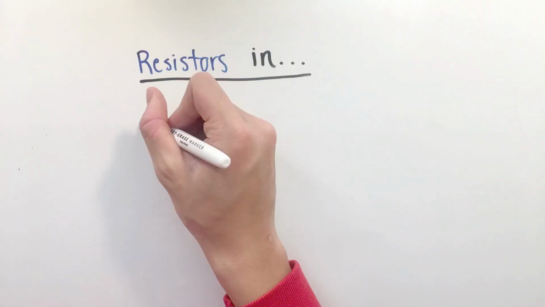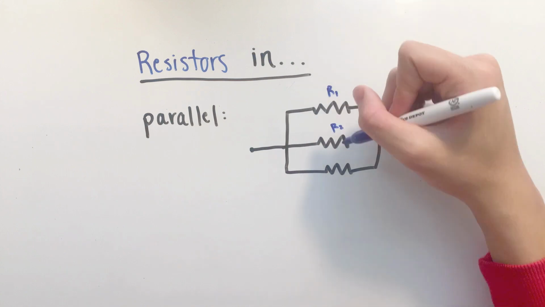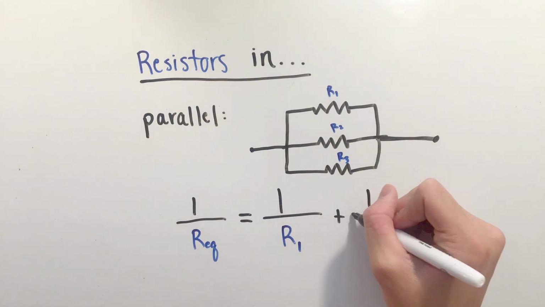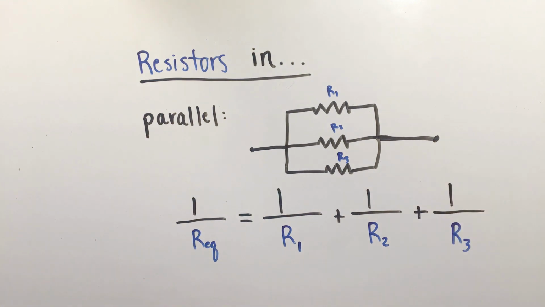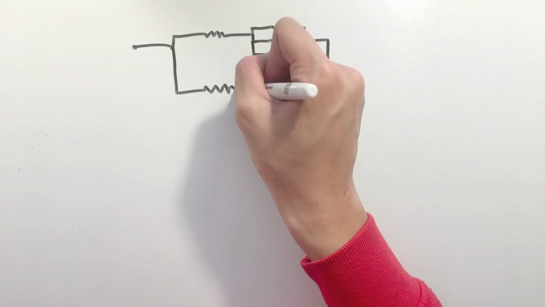Another way to arrange the resistors is what's known as resistors in parallel, or resistors on different branches of wires throughout a circuit. To find this total resistance, use the equation that for resistors in parallel, 1 over the equivalent resistance equals 1 over resistance 1 plus 1 over resistance 2, and so on. These two equations can easily be used in tandem with each other.